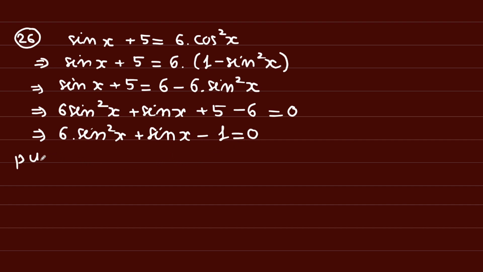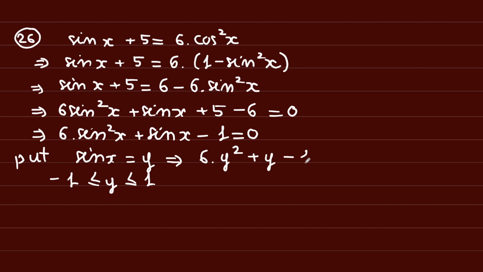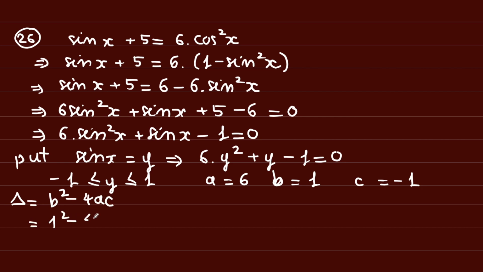Okay, it's time for putting the substitute variable. We put sin h equal to y, and for the value of y, it has to be in the interval minus 1 and 1. After substituting sin h equal to y, the equation becomes 6y squared plus y minus 1 equal to 0. And about a equal to 6, b equal to 1, c equal to minus 1. And the discriminant b squared minus 4ac is 1 squared minus 4 times 6 times minus 1, and this one will become 25.